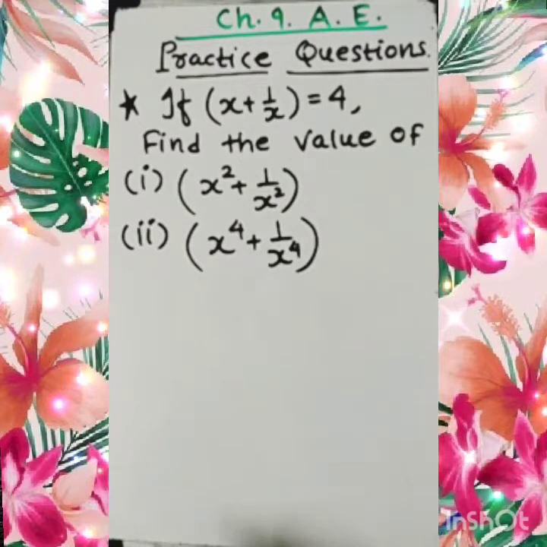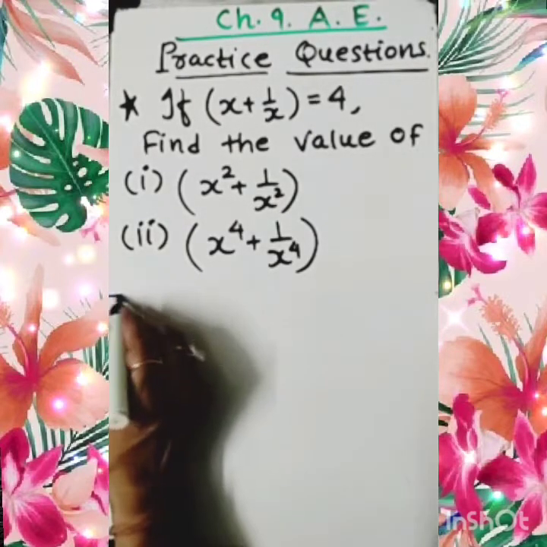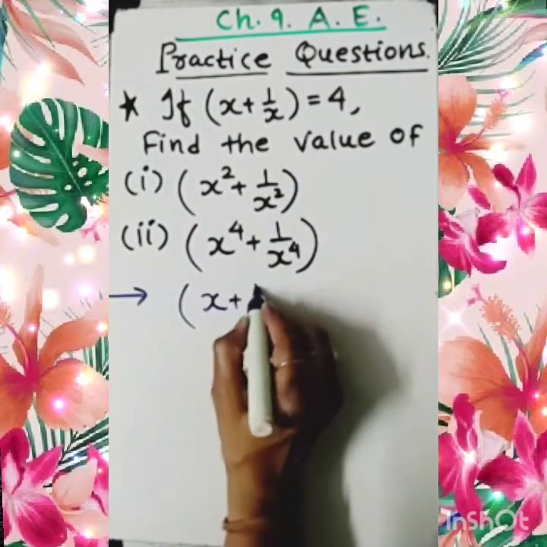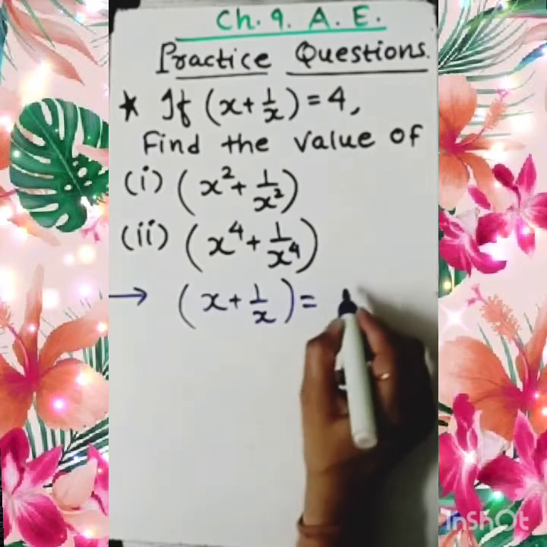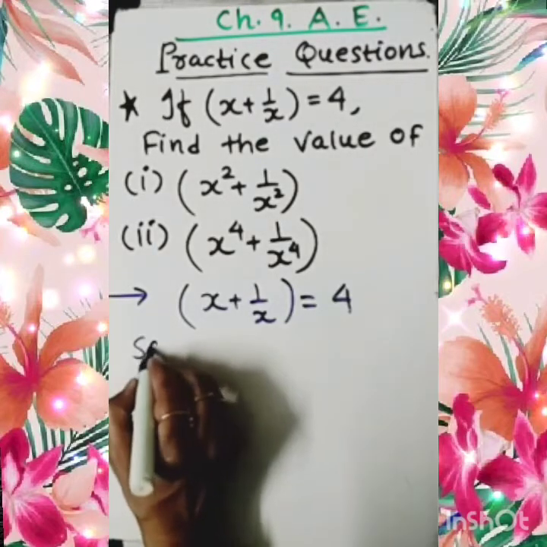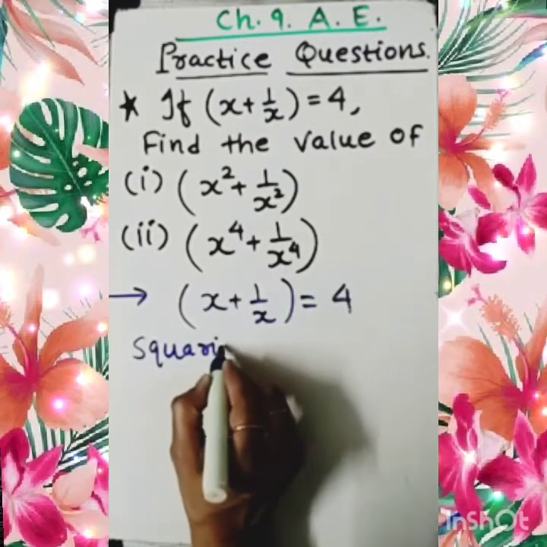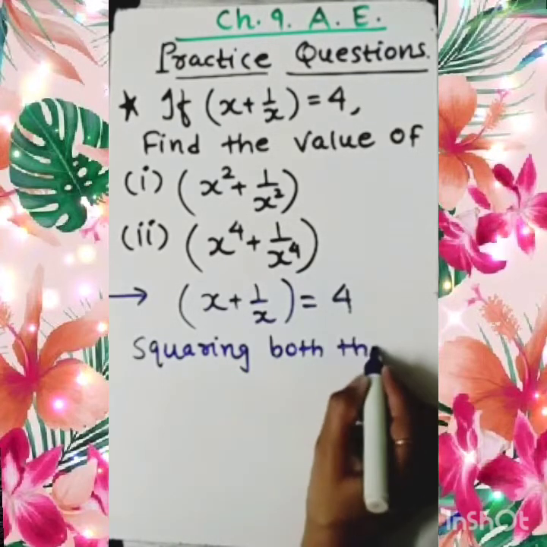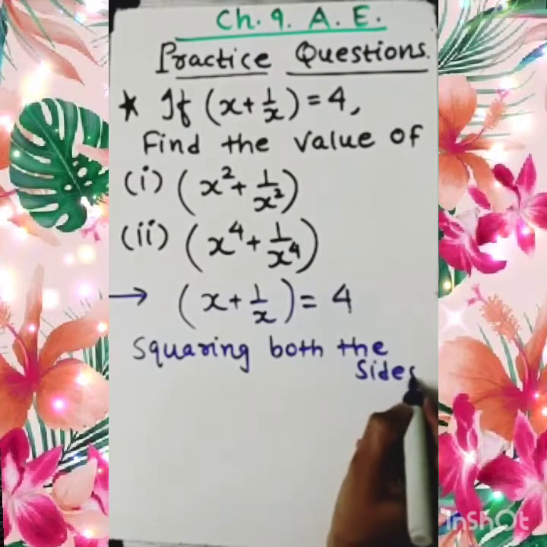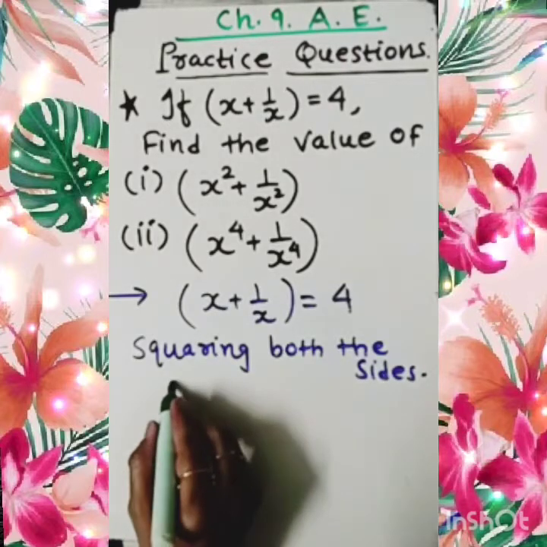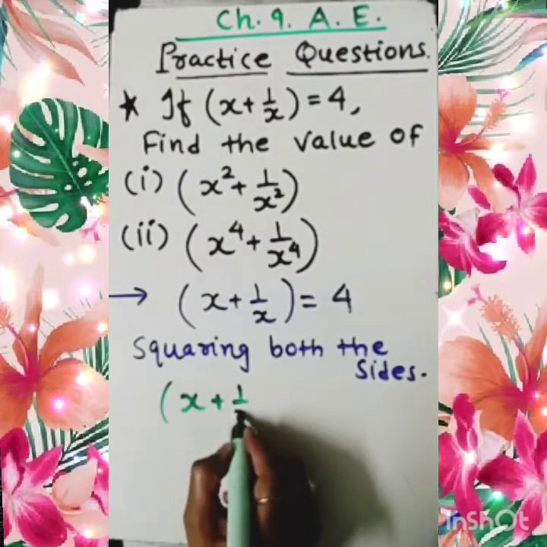So dear student, here you can see where to start. See, it's very easy. Let's first note down what we are given: x plus 1 by x equals 4. Now what I am going to do is square both the sides. I am applying the squaring method. If I square both the sides, then what do we have? Just look at your screen. Our equation will become this way.